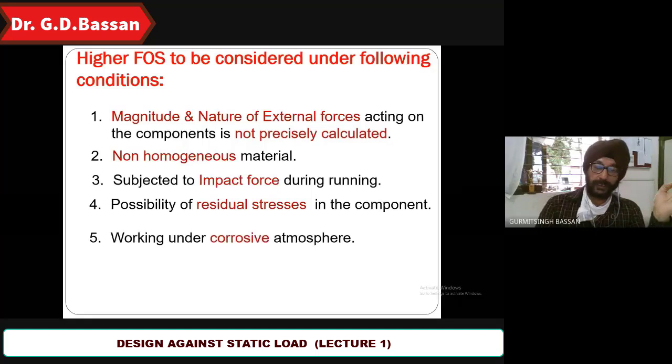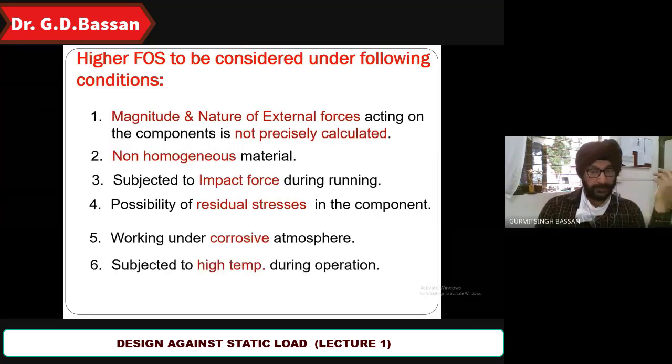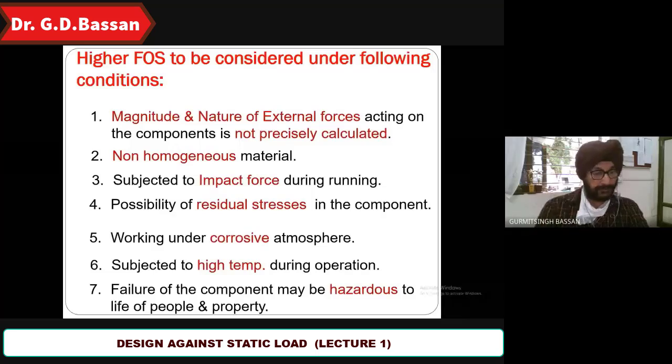Then working under corrosive atmosphere. As you know, a corrosive atmosphere will corrode or damage the component. So naturally we are going to use a higher factor of safety in this particular environment. Then subject to high temperature during operation. In chemical industries, corrosive atmosphere is there, and high temperature atmosphere will also be there. So in that condition, we have to consider the higher factor of safety. And failure of any component that will be hazardous to the life of people or property. In this condition also, we have to consider the higher factor of safety.